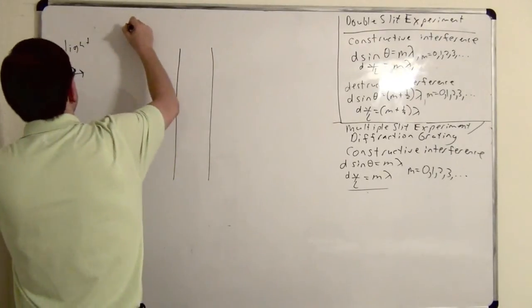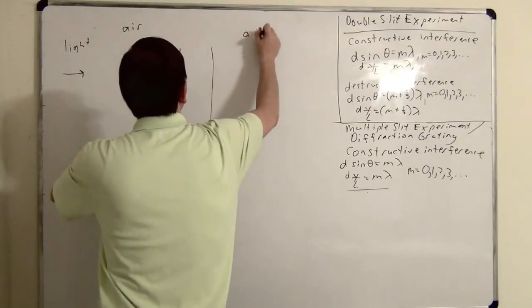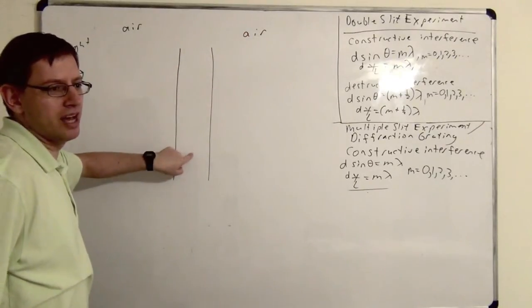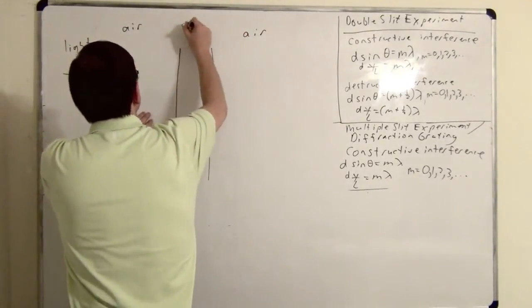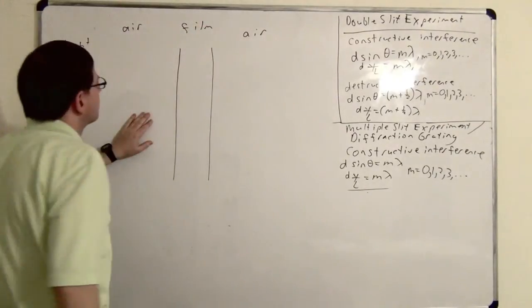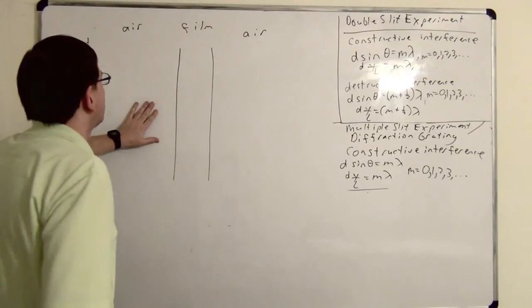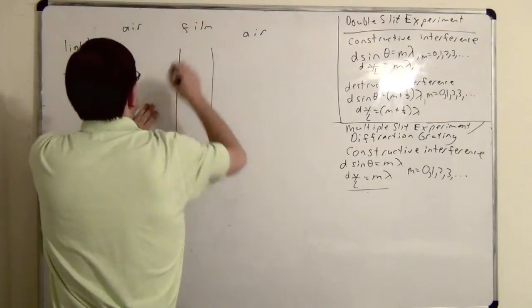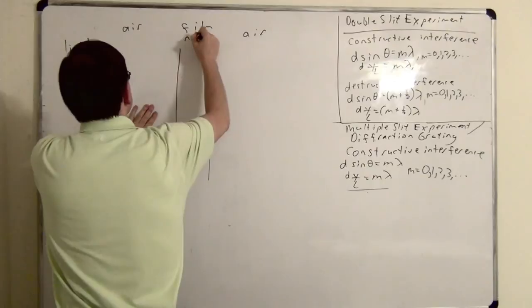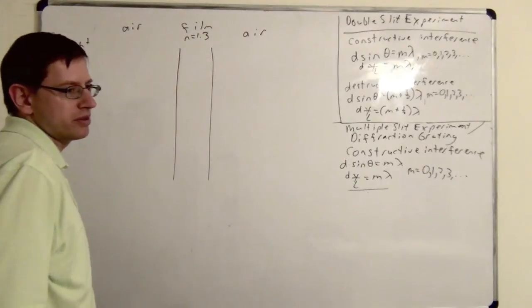So let's say that we have air here and air here, but here we have, say, a soap film. So here we have a thin film. It can be made of many different substances. We might say it's a soap film. Soap is mainly water, so the N might be close to 1.3.